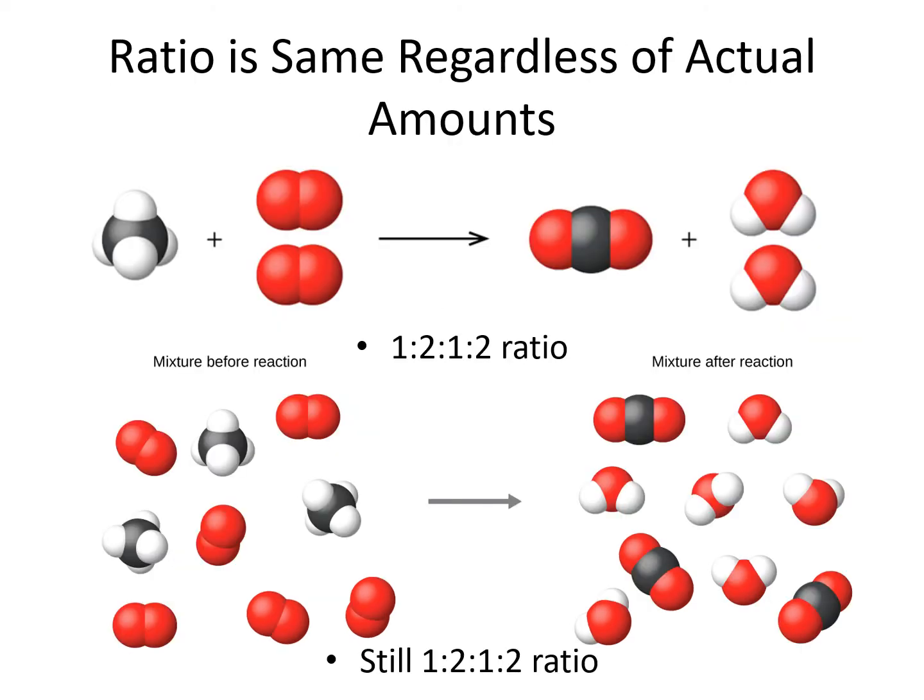The ratio of each of the chemicals that are reacting is going to be the same regardless of the actual amounts that we put into the beaker. For example, if we have 1 molecule of methane reacting with 2 molecules of oxygen, then we would have 1 molecule of CO2 and 2 molecules of water produced. If we had 3 molecules of methane and 6 molecules of oxygen reacting together, then we would have 3 molecules of CO2 and 6 molecules of water that come out of it. The amounts are different, but the ratio is the same. It would still be a 1 to 2 to 1 to 2 ratio.